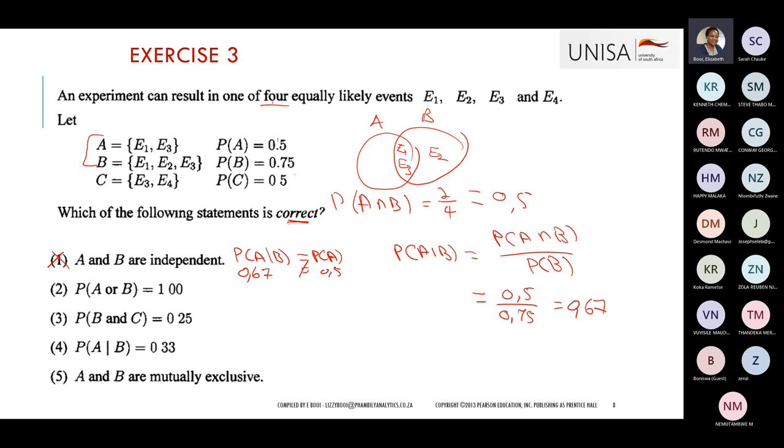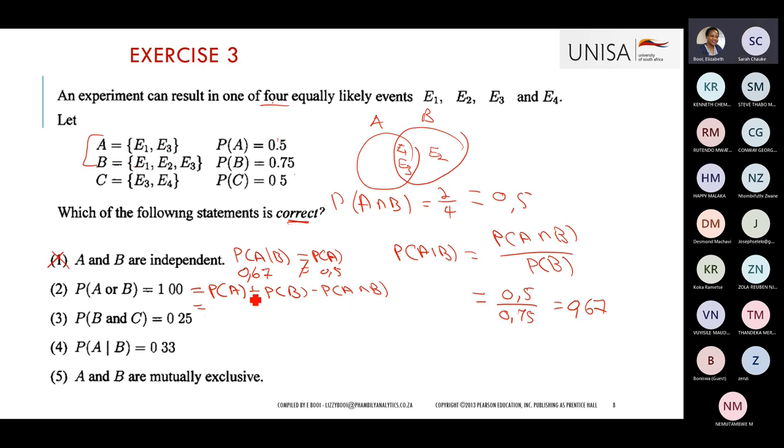We're looking for the correct answer. The probability of A or B is equal to 1. So let's go find out, because here we can find the probability of A plus the probability of B minus the probability of A and B.